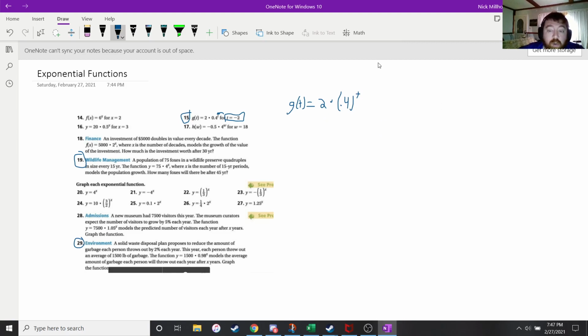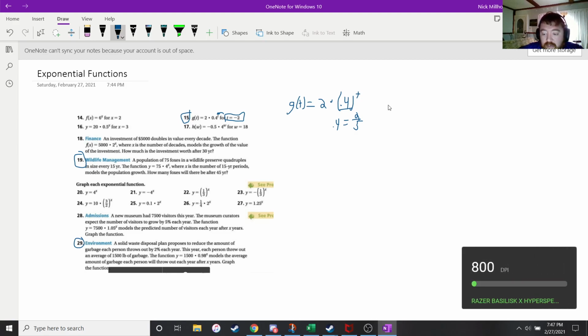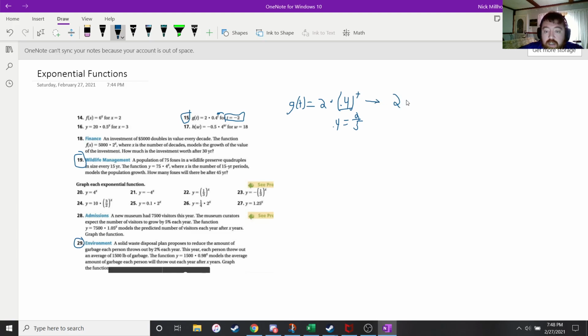Now, if you wanted to, you could change this 0.4 to a fraction, right? So 0.4 is equal to 2 over 5. So I'm going to go ahead and plug that in. So it's going to be 2 times 2 over 5. Wow. I'm going to just erase that whole number. That was terrible handwriting. 2 over 5 to the t power.